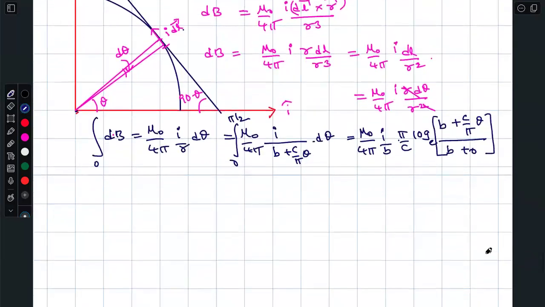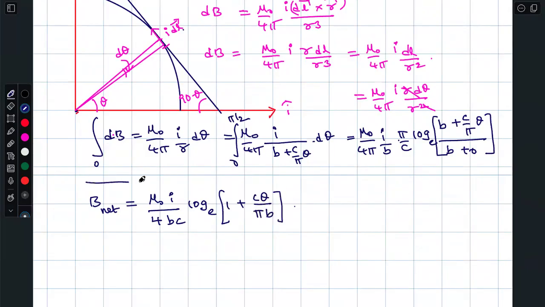That's the deal. So therefore B net is equal to mu naught I by 4BC log e 1 plus C theta by pi times B.